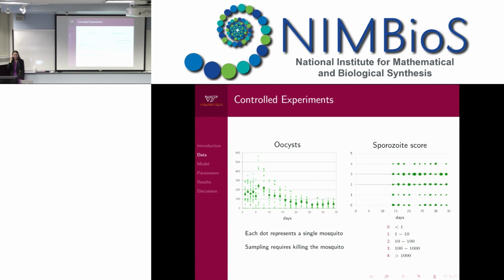And then on the right, we have the sporozoite score. They measure that and give it a score between 1 and 4, where 0 means there are no sporozoites seen, 1 is roughly 1 to 10 sporozoites, 2 is 10 to 100, 3 is roughly 300 to 1,000, and 4 is greater than 1,000. Again, all the individual dots are individual mosquitoes. The sampling requires killing the mosquitoes, and it's actually really hard to see where the averages are on these plots. You'll notice that a lot of these points are overlapping as well.